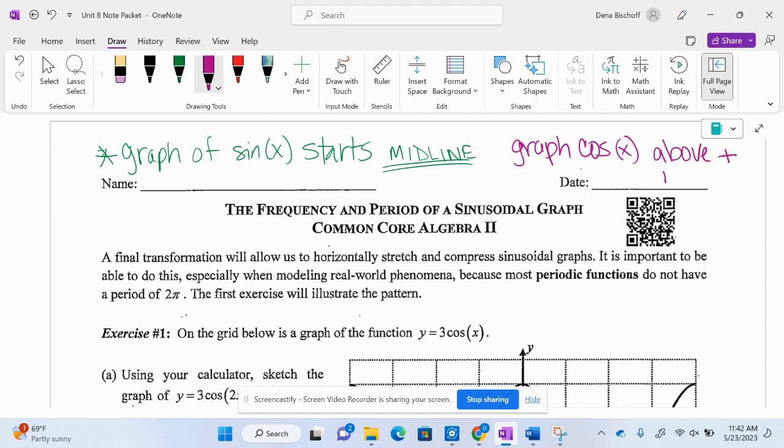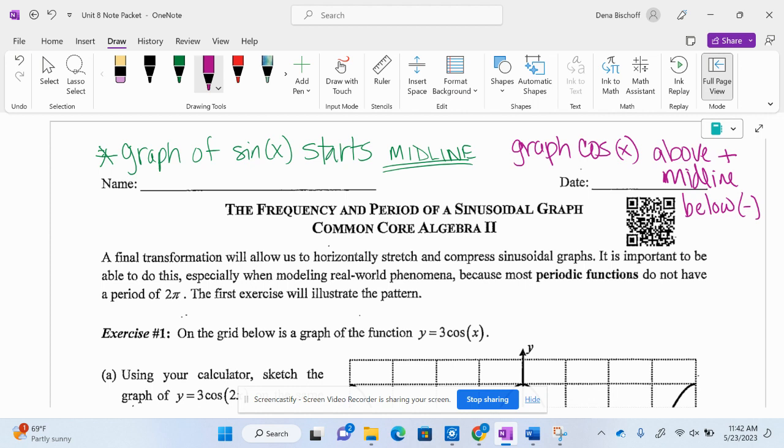the midline, or it's below if you have a negative at the very beginning, if it's being reflected. So if it's being reflected, it's going to be below, right? Because you reflect over the x-axis. But the graph of sine always starts on the midline, whether it's reflected or not.